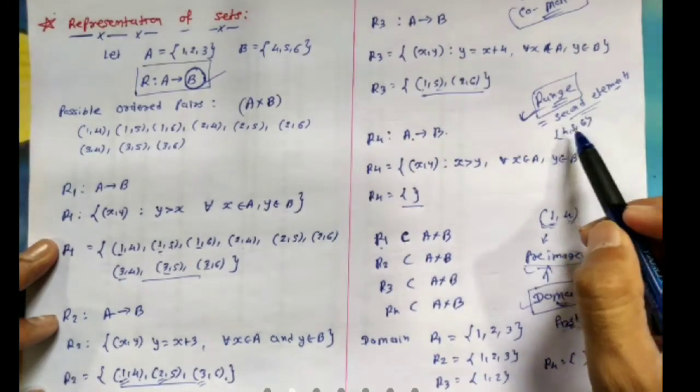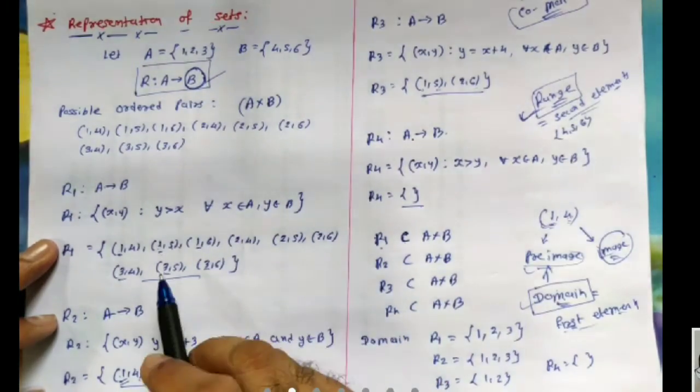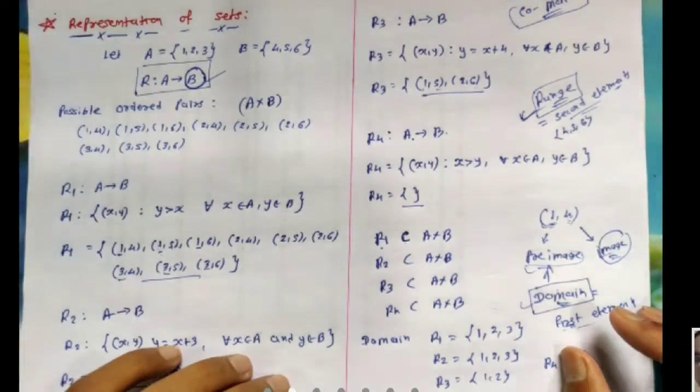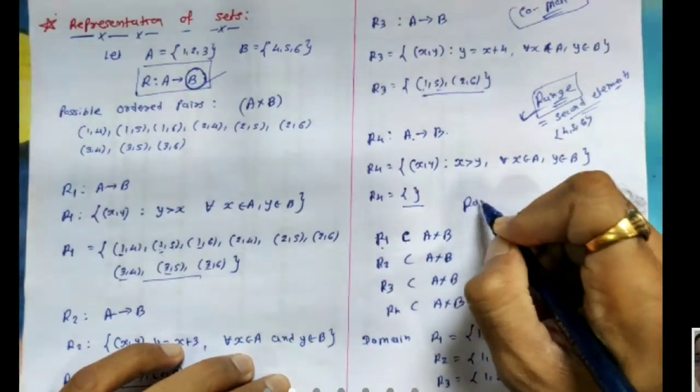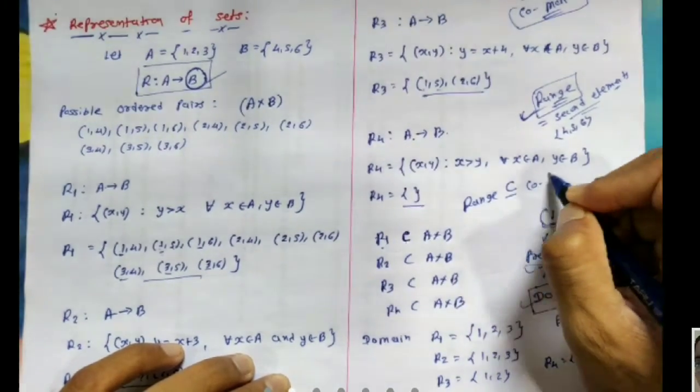Right? Range is the set of second elements. Look, if you find the range here, you almost get the second elements. So for a relation, one more important point is that range is always a subset of or equal to the codomain.